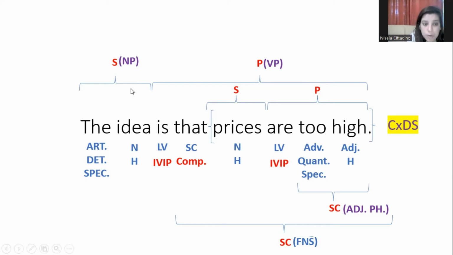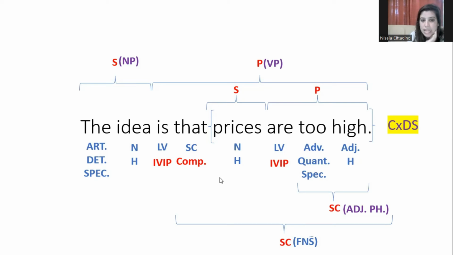The idea is a noun phrase. The is the article, the determiner, and the specifier. Idea is the noun and the head of the noun. Is is a linking verb, and it is an intransitive verb of incomplete predication. It's always that way. So the idea is that prices are too high. It's a subjective complement. It complements the identity of the subject.